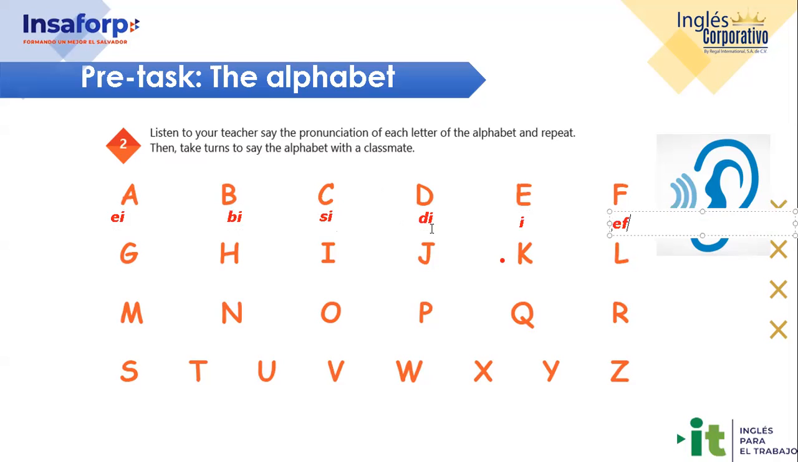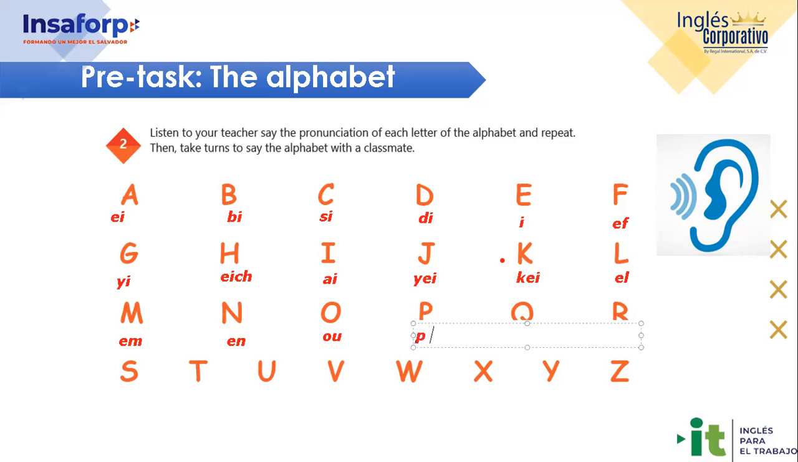E, F, yep, good. G, okay. H, excellent. How about this one? I, okay, good job. And the next one? J, okay. L, good. M, N. Okay. So M. Okay. N. So it's clear. O. Okay.